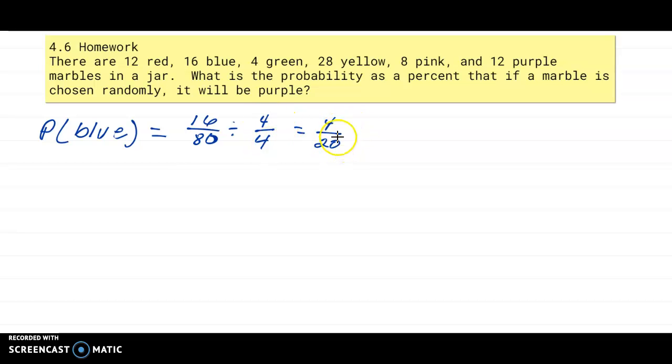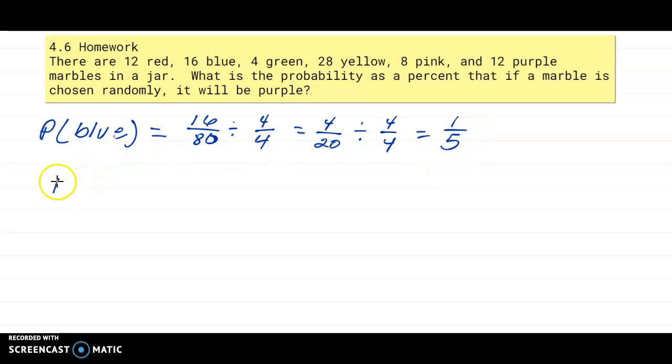Oh, look, 4 was not the largest one because I can still reduce. 4 goes into 4. Well, let me write out what I'm doing here. I'm going to divide this again by a giant 1 in the form of 4 over 4. 4 divided by 4 is 1, and 20 divided by 4 is 5. So I'm going to look for 1/5 as a percent.